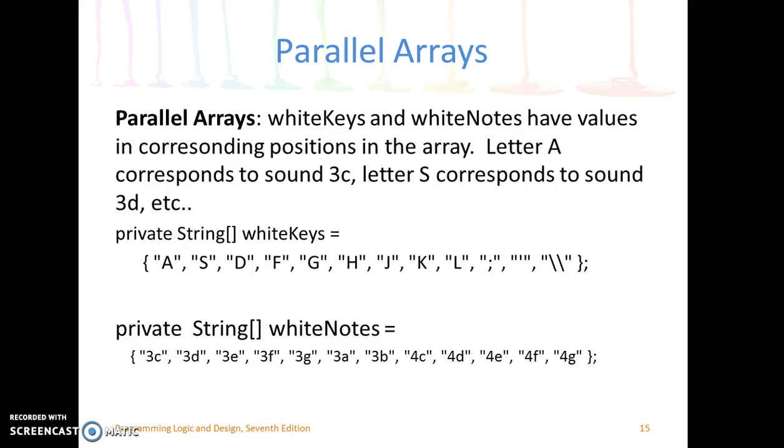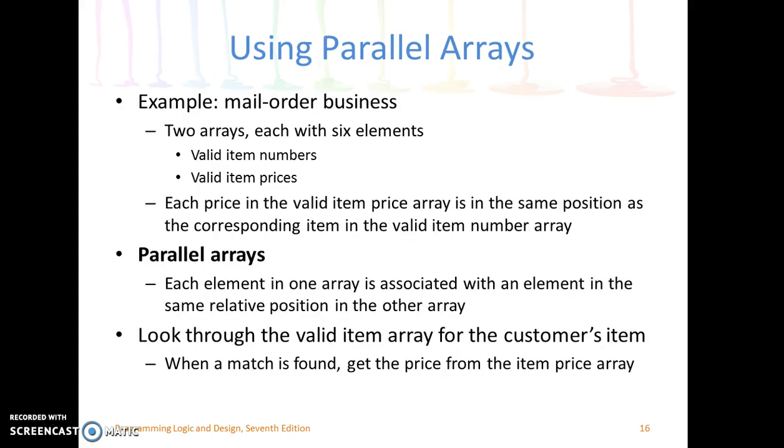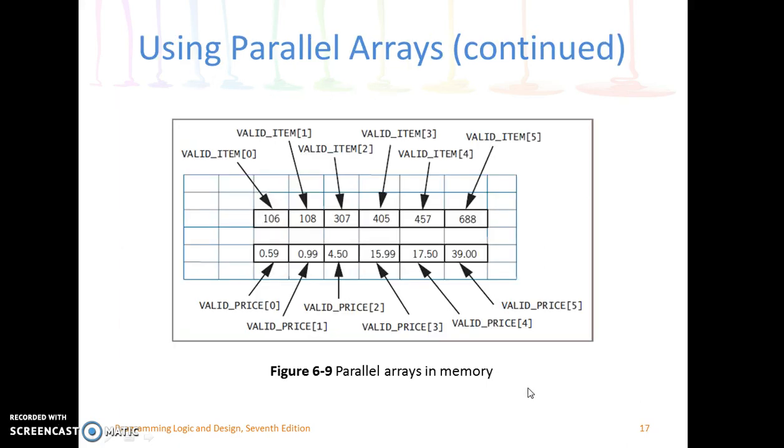We've already talked a little bit about parallel arrays, so you can look at this in a little bit more detail. Other examples of parallel arrays are using item numbers and item prices. Each element in the array is associated with an element in the same relative position in the other array. This is an example of parallel arrays where you have different data types. These would be integers for the item number, and these would be decimals or floats, or we would call them doubles.